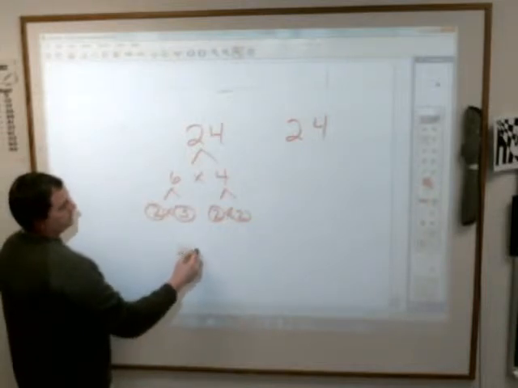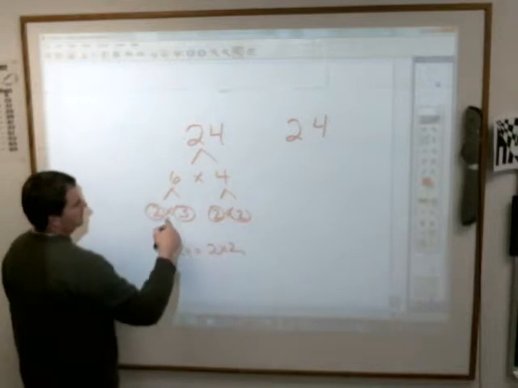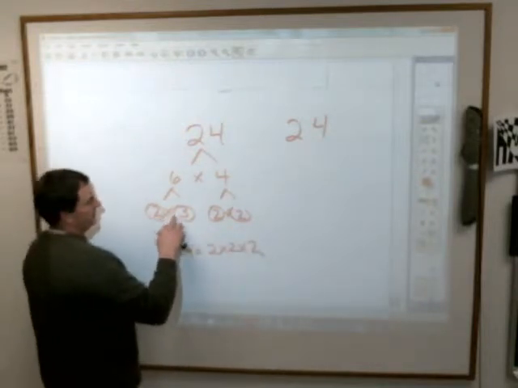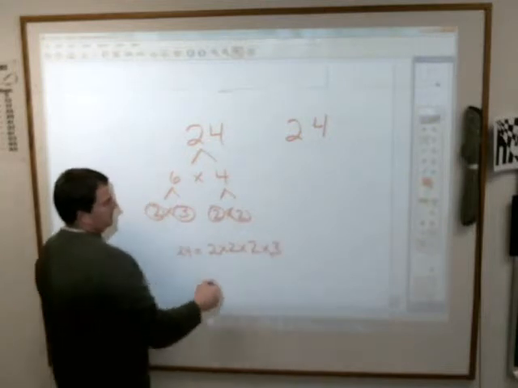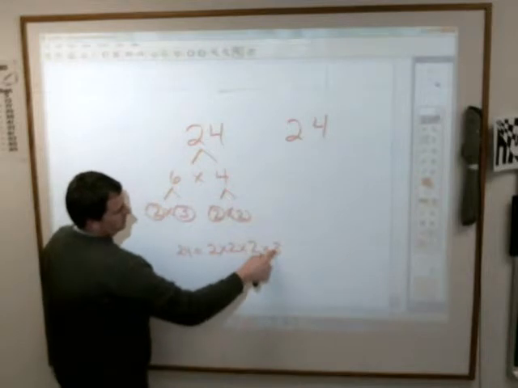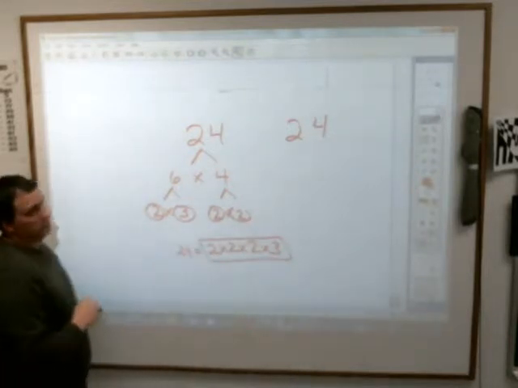24 is what you get when you multiply 2 times 2 times 2, and I try to write all my numbers that are the same together, because when I grade them, that's what it's going to look like. And then times 3. 2 times 2 is 4. 4 times 2 is 8. 3 times 8 is 24. So this is 24 written as a product of primes.